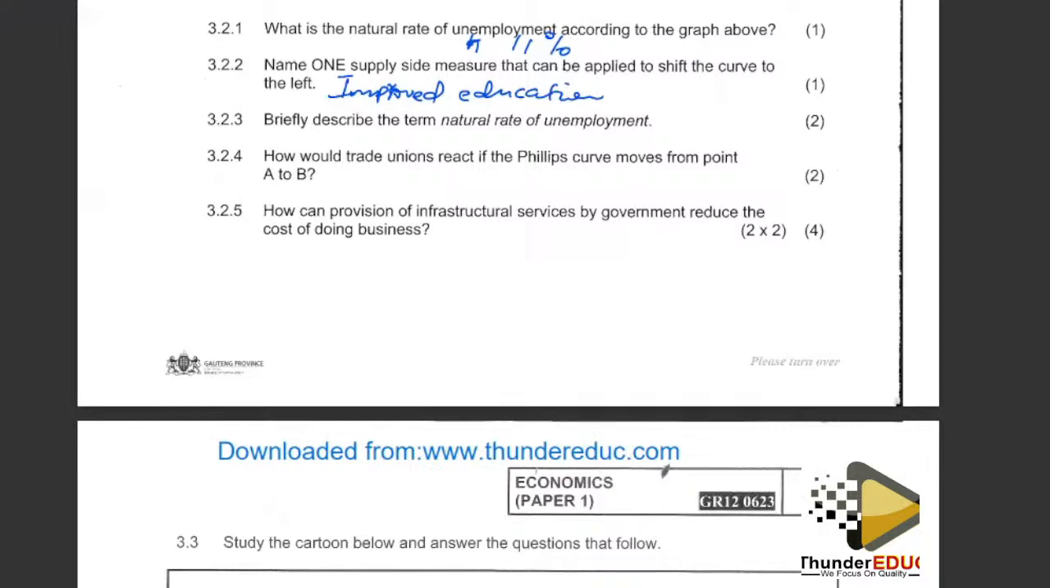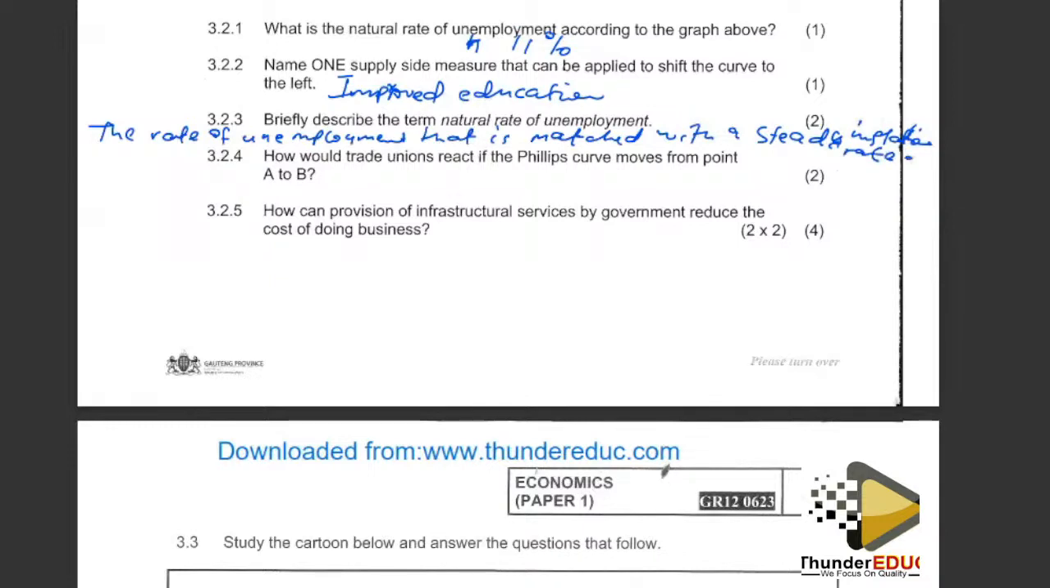The next question reads 3.2.3. Briefly describe the term natural rate of unemployment. The natural rate of unemployment refers to the rate of unemployment that is merged with a steady inflation rate. So we refer to the rate of unemployment that is merged with a steady inflation rate. Okay, right, great stuff.